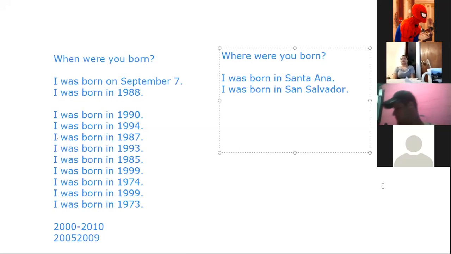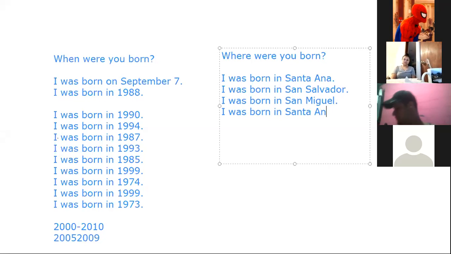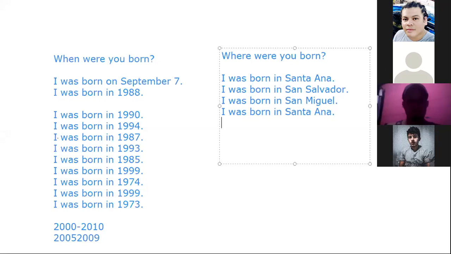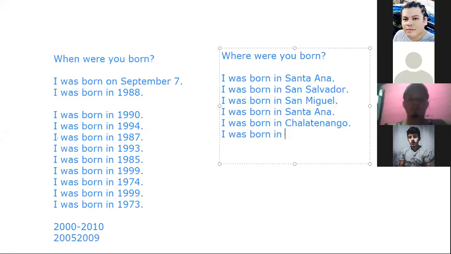Arely, can you tell me, where were you born? I was born in San Miguel. Okay. Thank you. How about you, Raquel? I was born in Santa Ana. Okay. How about you, Juan? I was born in Chalatenango. Okay. Isael, how about you? I was born in San Salvador. Okay, thank you.